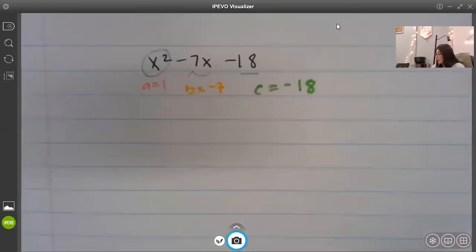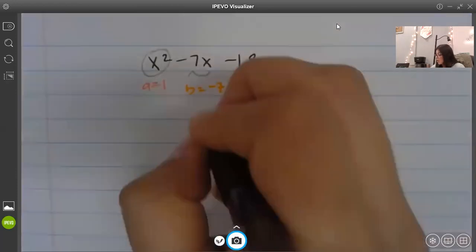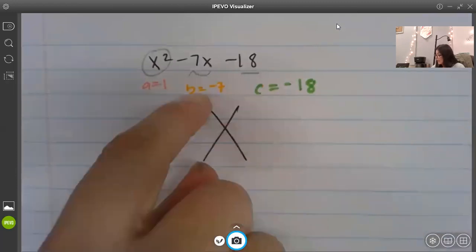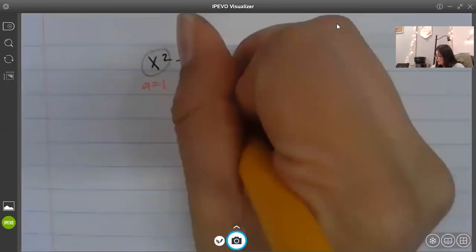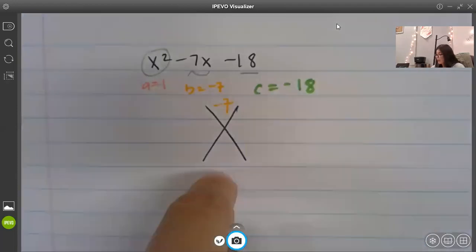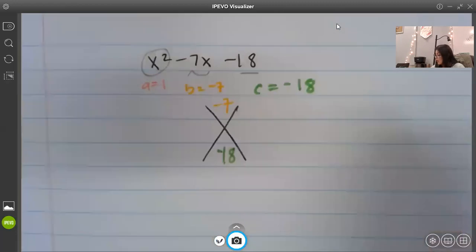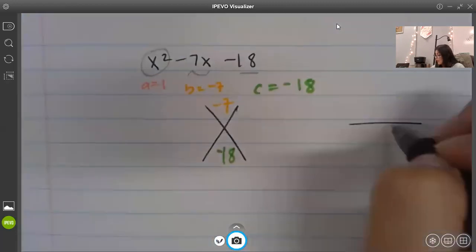So now I make my big X. So what goes up here? The B, which is negative 7. What goes down here? The C, which is negative 18. So now I'm going to make my list of factors for negative 18.